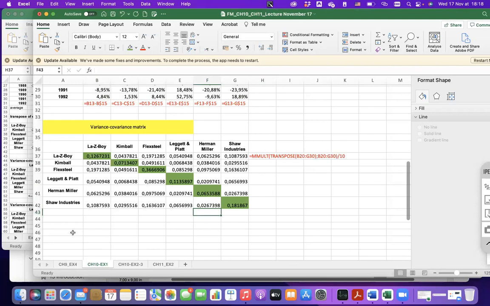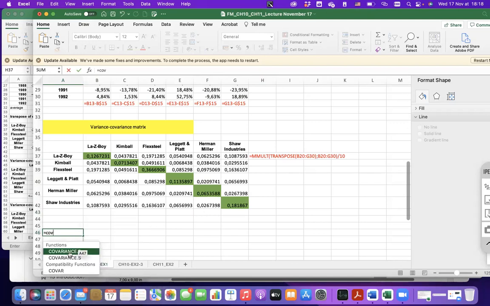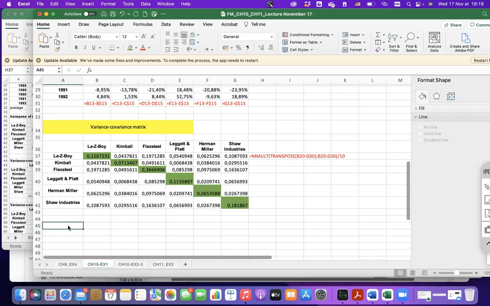Did you see this before? If you want to compute the covariance, there is covariance P and covariance S, right? The P is for the population, the S is for the sample. The difference is for the population we deflate by the number of observations, while for the sample we deflate by the n minus 1. That's why we divide by 10, not by 11. Is that clear?